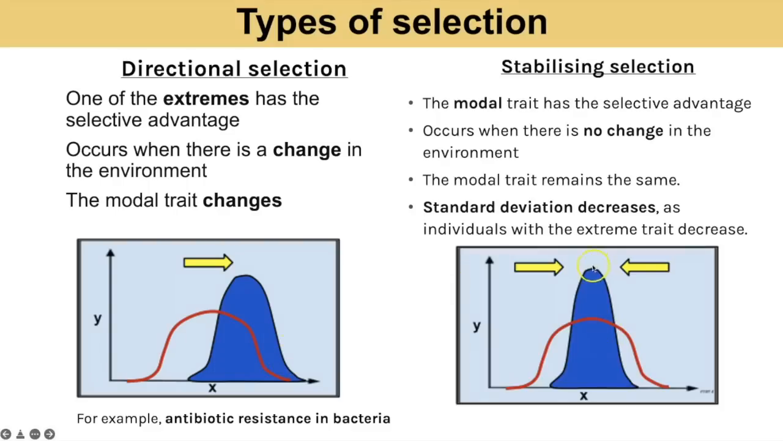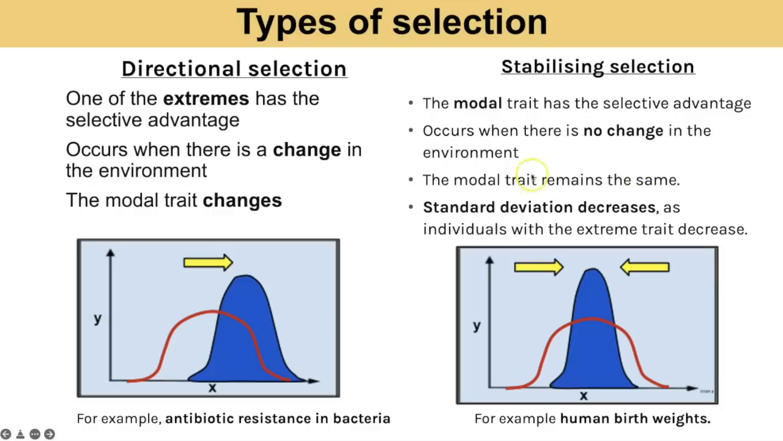Stabilizing selection is when whatever is the middling trait remains the selective advantage. That would be the case if there's no change in the environment. This is exemplified by human birth weights. Being a middling birth weight increases your likelihood of surviving, because if you're very, very small, then you might be very premature, might have underdeveloped lungs, difficulties regulating your temperature, and be more vulnerable to infection. If you're very, very heavy, then it's going to be a more complicated birth, and that could result in difficulties.